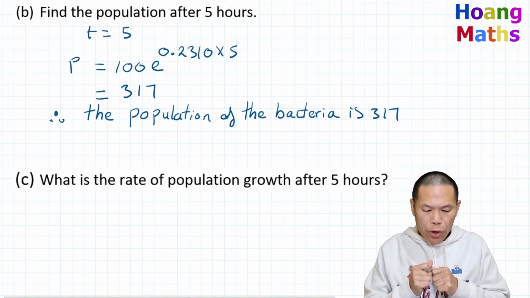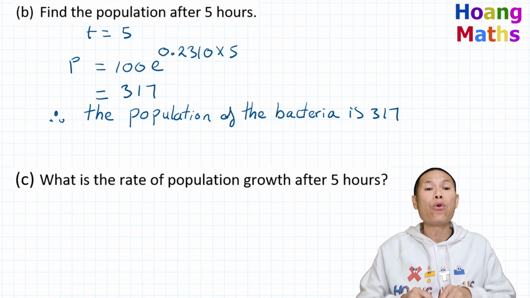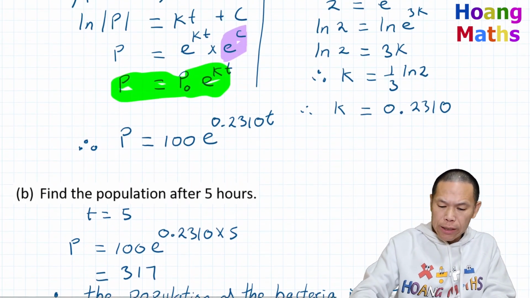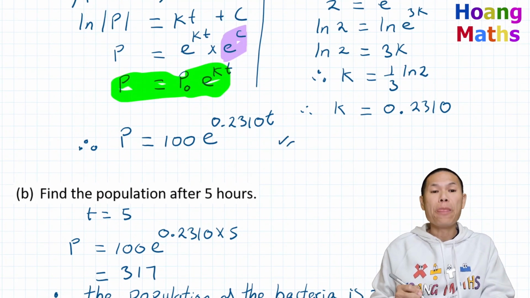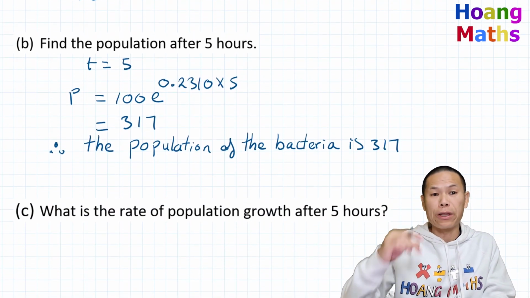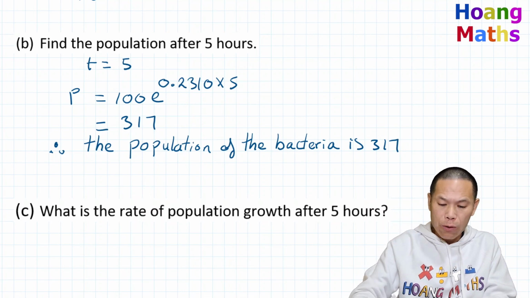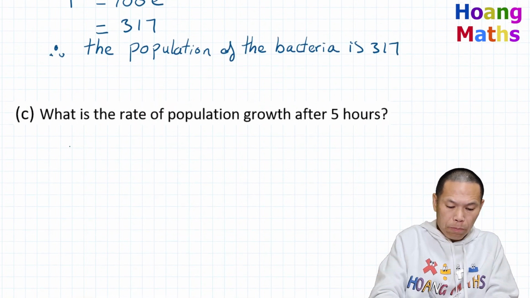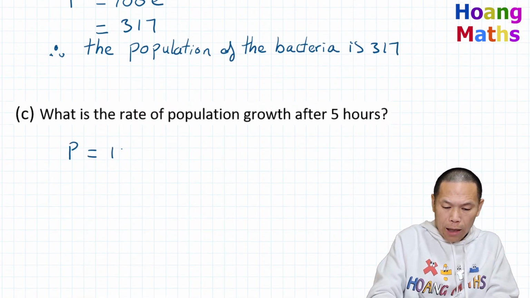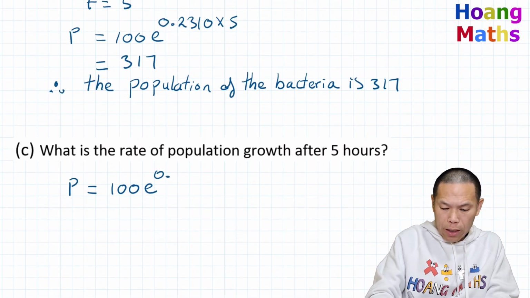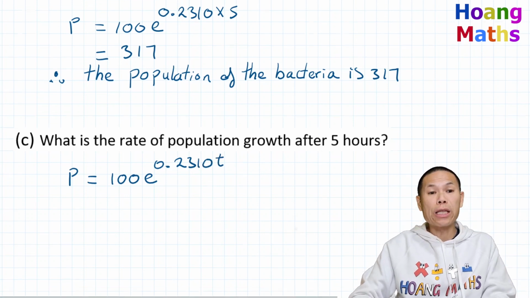Part C. We need to find the rate of population growth after 5 hours. In other words, we need to differentiate this function and then substitute t equal to 5 hours to find the rate at t equal 5. Let me just write down the function first. P is 100 e to the 0.2310 t. And we differentiate this first.